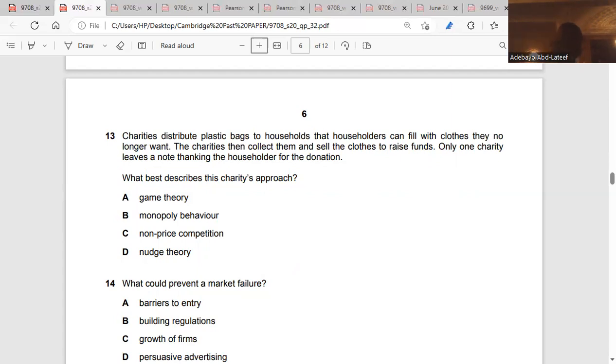Is it game theory? It's not game theory anyway. Is it monopoly behavior? It's not monopoly behavior. There's nothing like monopoly behavior there. Non-price competition, it is not about pricing. It is the nudge theory.